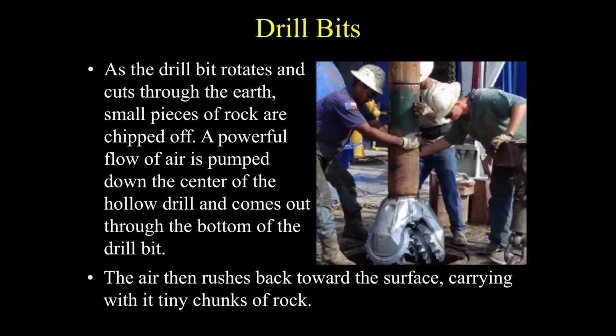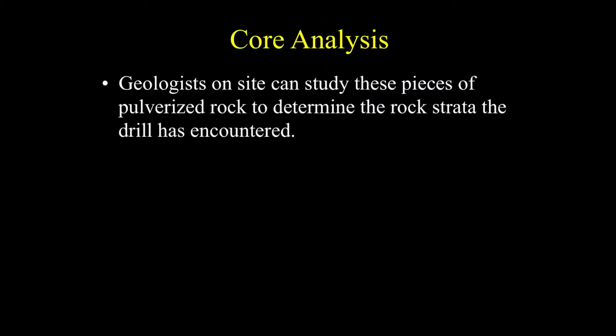As the drill bit rotates and cuts through the earth, small pieces of rock are chipped off. A powerful flow of air is pumped down the center of the hollow drill and comes out through the bottom of the drill bit. The air then rushes back toward the surface, carrying with it tiny chunks of rocks. Geologists on site can study these pieces of pulverized rock to determine the rock strata the drill has encountered.